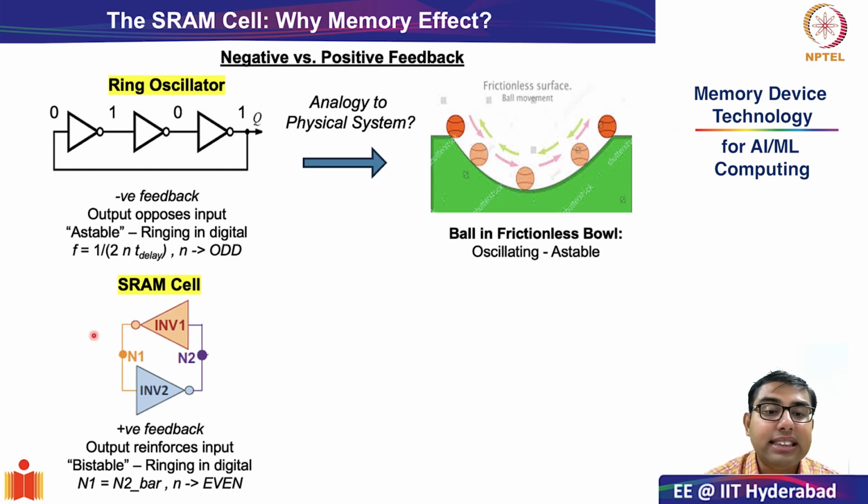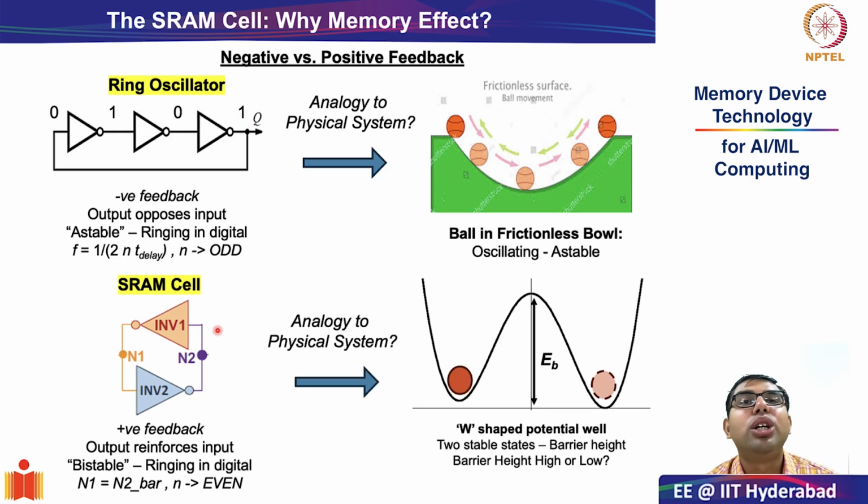And therefore, this system is called a bistable system. It is called a bistable system because there are two stable values. N1 can be 0, N2 can be 1, or N1 can be 1 and N2 can be 0. Okay. So what could be a good physical analogy to this kind of system? I want you to pause for a moment and closely think about it.